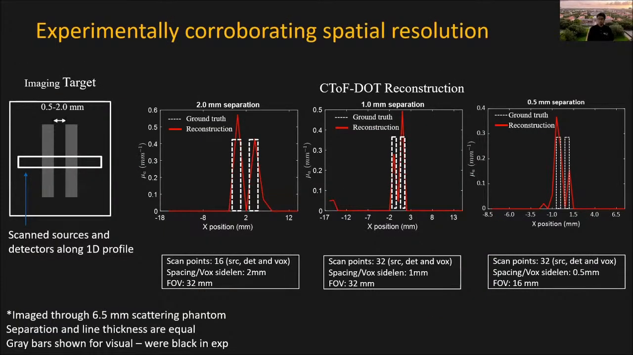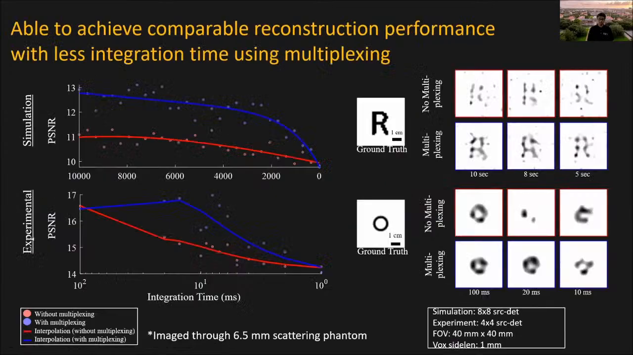The first experiment we conducted was corroborating the spatial resolution of our system in experiments. We scanned the laser and detector across the indicated region shown to the left. Our target was 2 absorbing lines. In each case, the spacing and line thickness were equal. Shown to the right are CTOF 1D reconstructions, showing our method is capable of imaging 2 lines at 0.5 millimeter separation or 1 millimeter center to center distance.